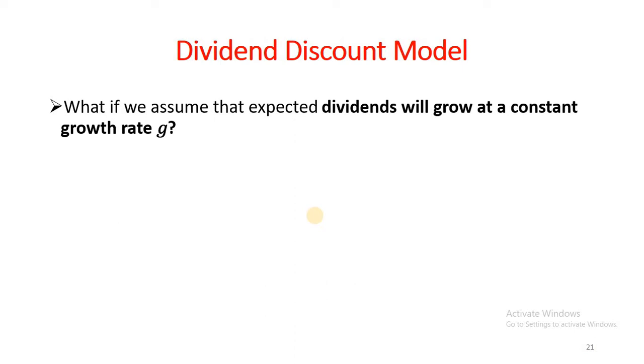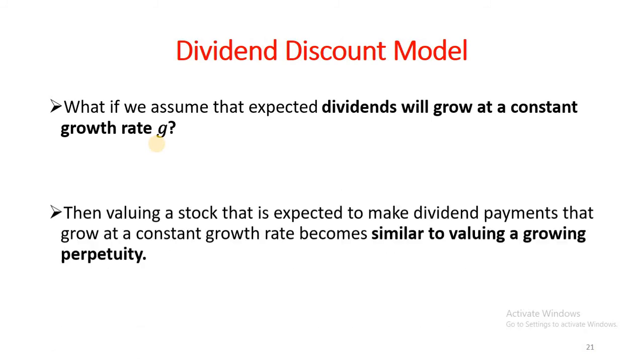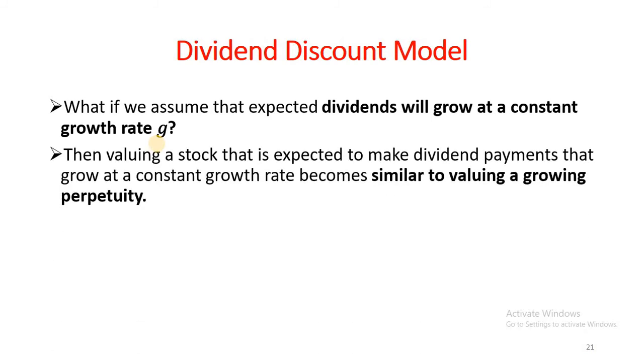There is another model we can also use to find out stock value. In this case, we assume that dividends of the common stock will grow at a constant rate, and the growth rate is denoted by G. Normally, for mature companies which usually pay dividends, we assume that dividends will grow at a constant rate. If there is an assumption that dividends of the common stock will grow at a constant rate, finding out the value of common stock will be very similar to valuing a growing perpetuity.